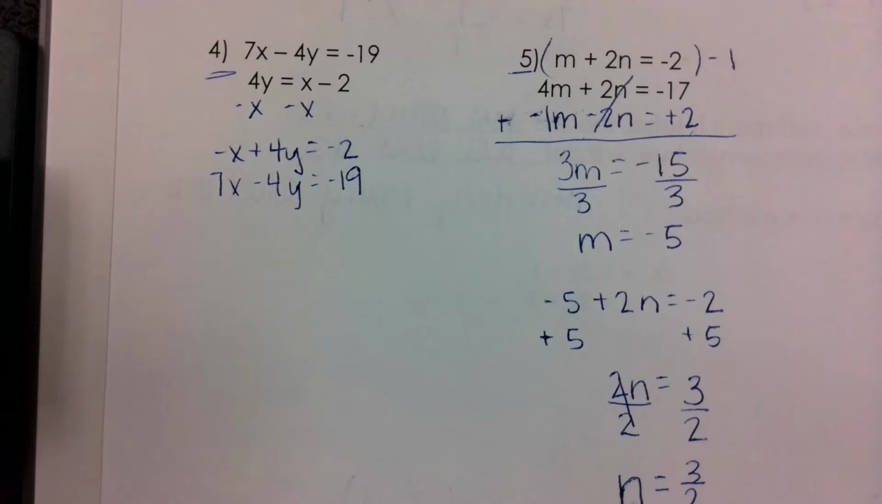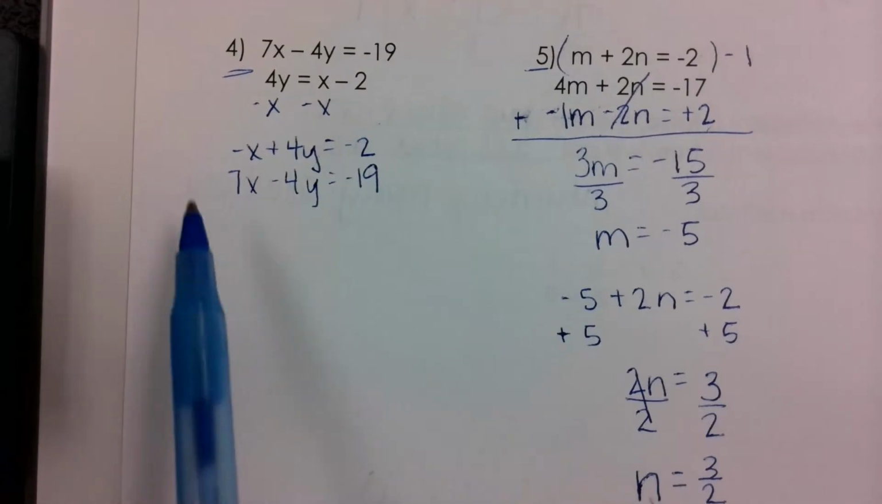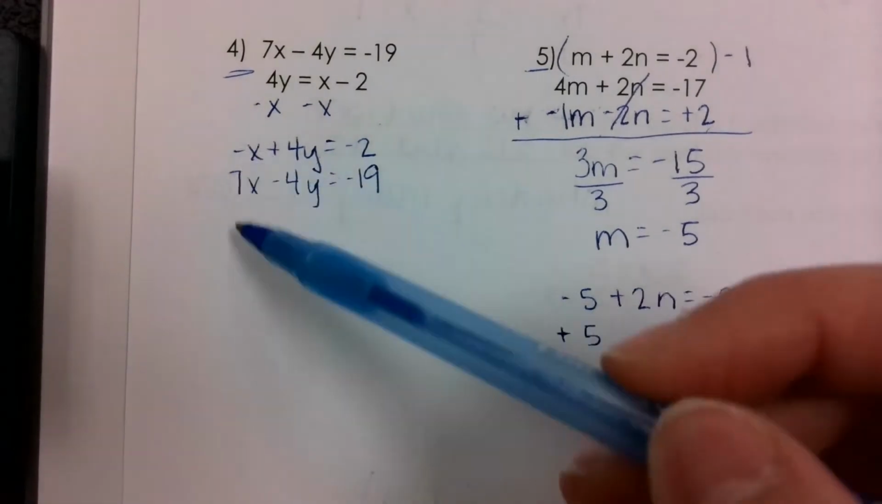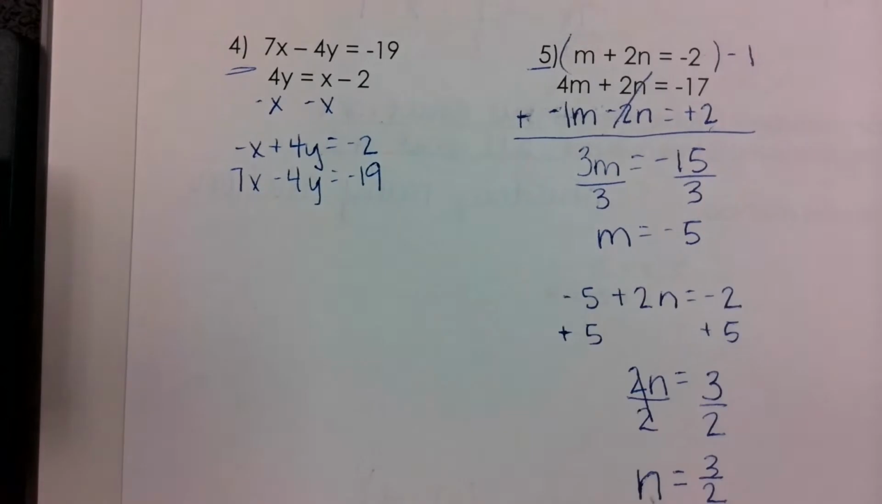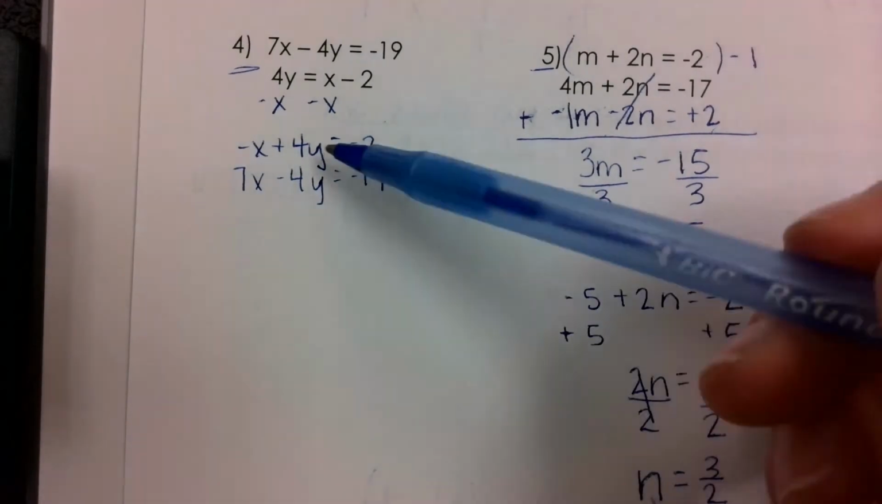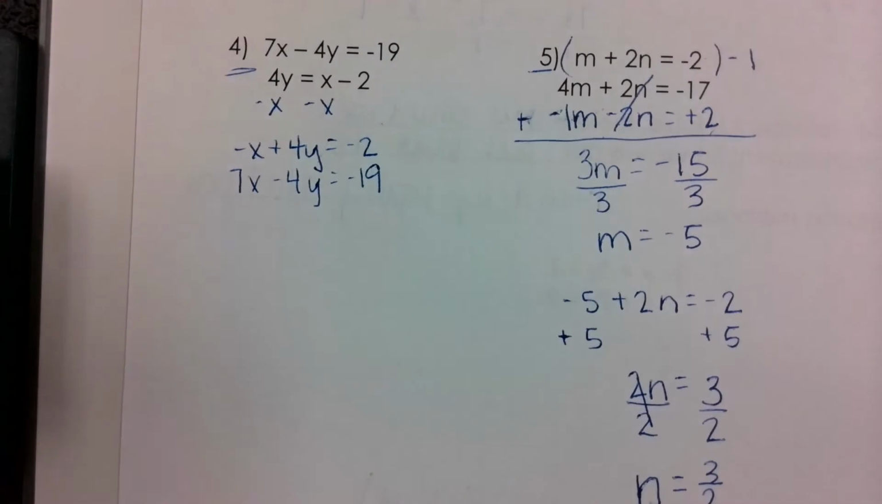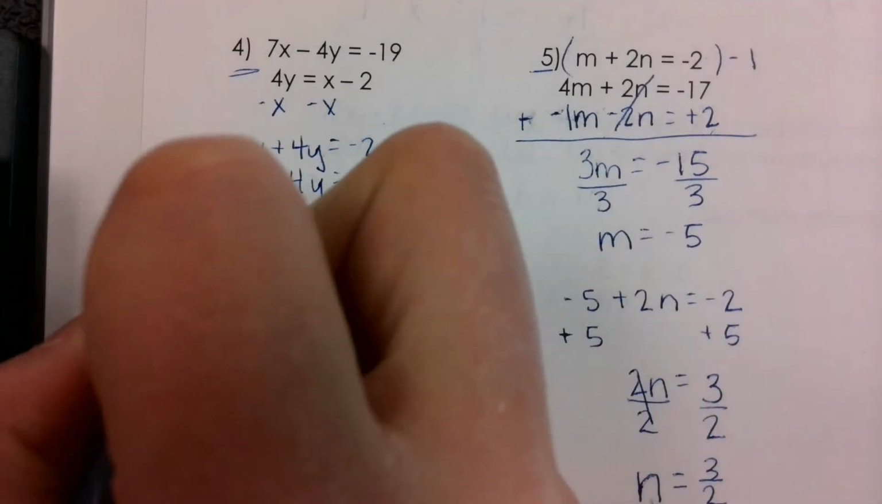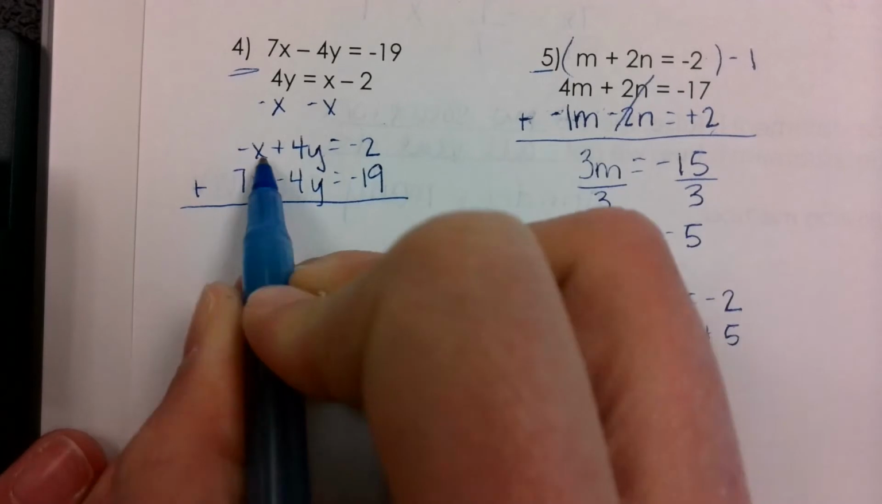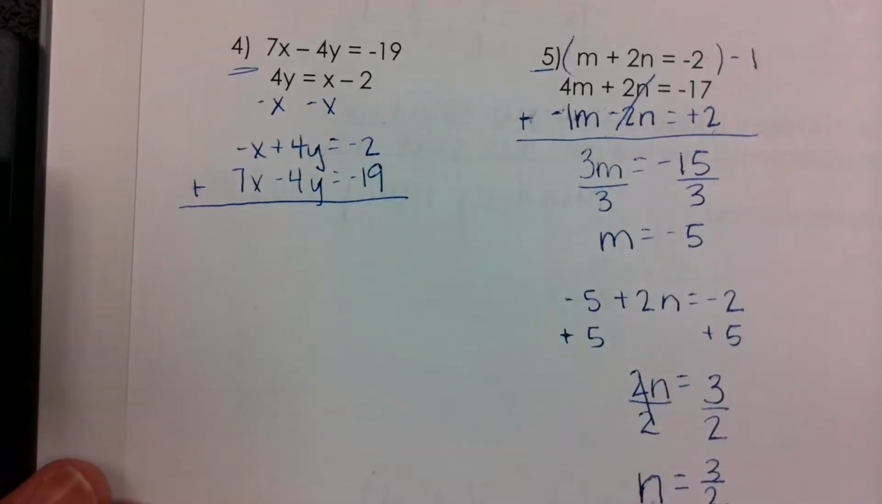So looking here now, if you look at your x's, do we have the same number with opposite signs in front of your x's? Do we have the same number with opposite signs in front of your y's? Yes, so we know that something's going to eliminate. So let's add these two together. What's negative 1x plus 7x? 6x.